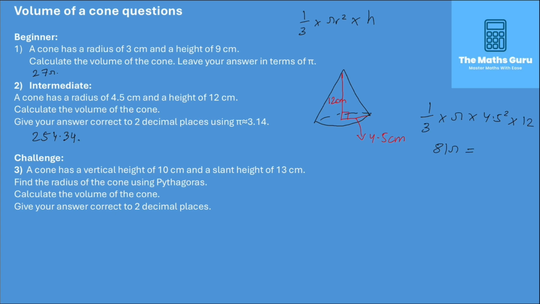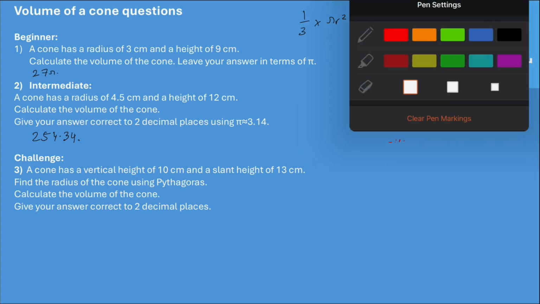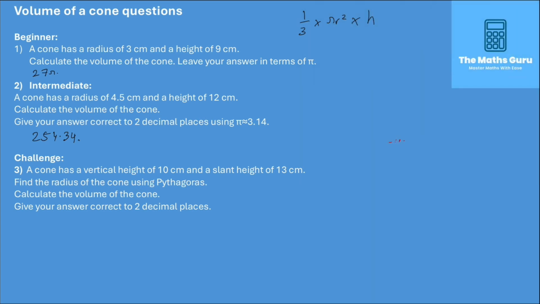Okay, looking at question 3. It mentions that a cone has a vertical height of 10 centimeters and a slant height of 13 centimeters. Find the radius of the cone using Pythagoras' theorem. So we can draw out our triangle within our cone. We know that the slant height is here and our vertical height is here, and we need to work out our radius. In this case, we'll call it A.